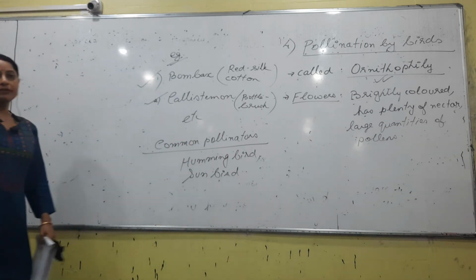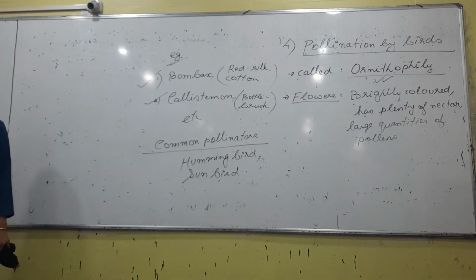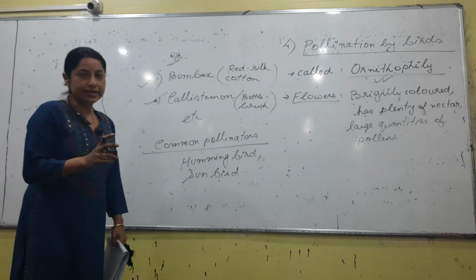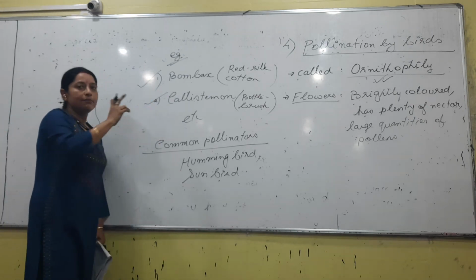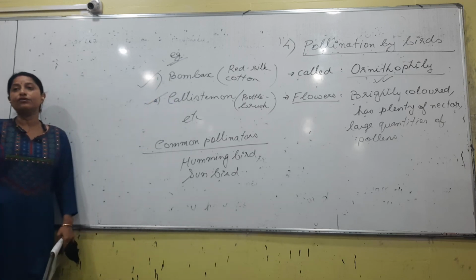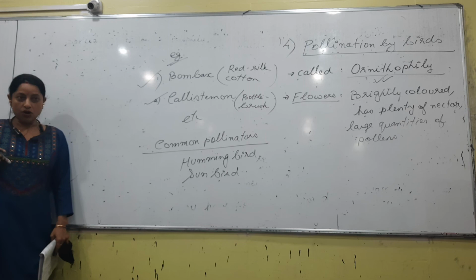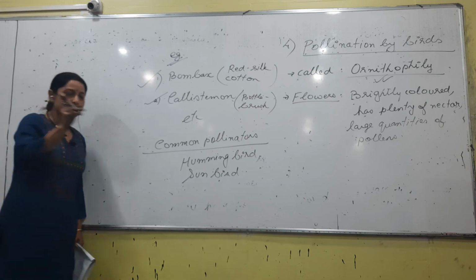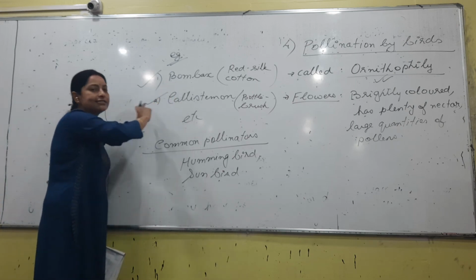Okay. From this section, two points. The first is the name of the process: pollination by bird is called ornithophily. Second, the example. Maximum questions have been asked about the example. The question: ornithophily is seen in which plant? You have to identify the example. Only two examples you need to remember, bombax and callistemon.